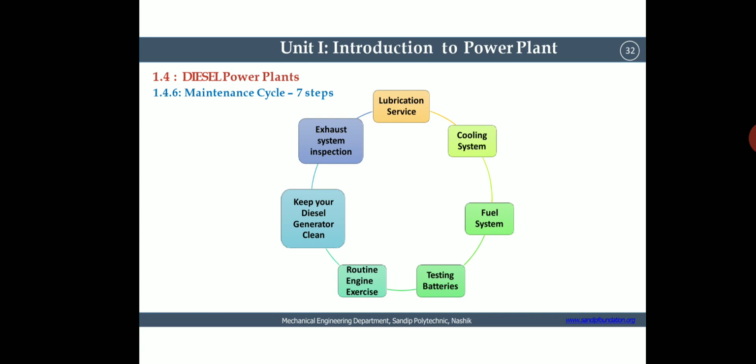Maintenance cycle. There are 7 steps of the maintenance cycle. First is lubrication service, then cooling system, fuel system, testing batteries, routine engine exercise, keeping your diesel engine clean, and exhaust system inspection.